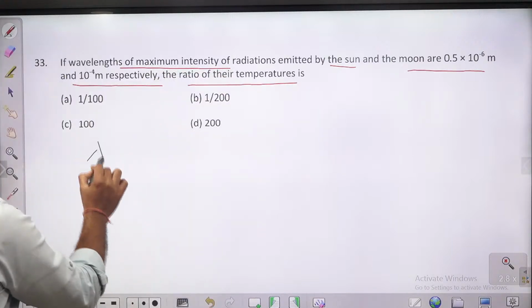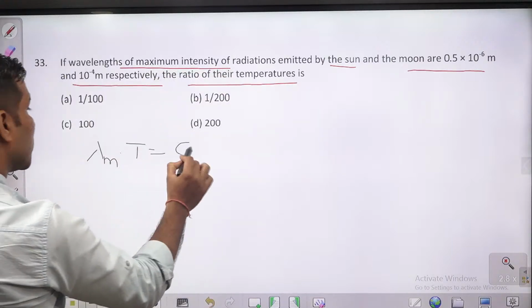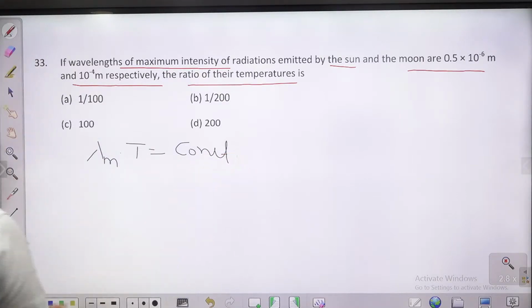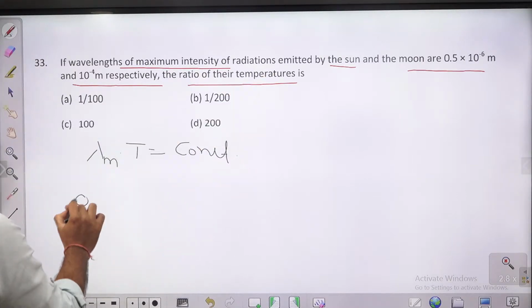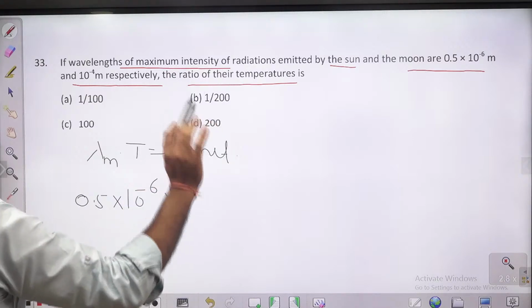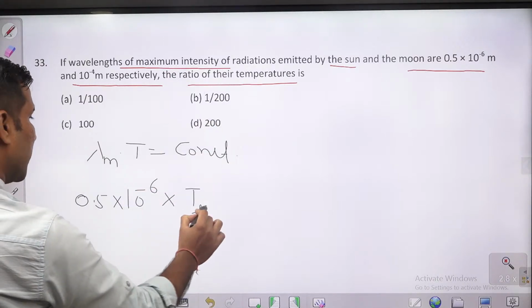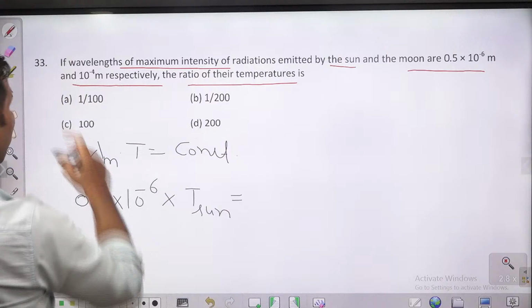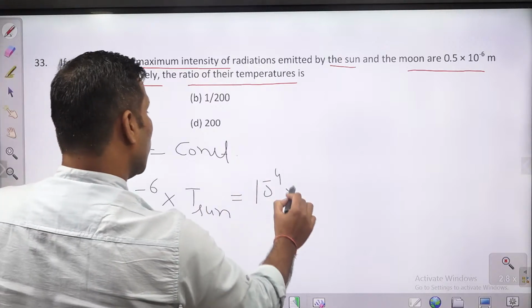You know the product of lambda into T is equal to a constant. So what is the wavelength of the sun? 0.5 into 10 to the power minus 6. Keep the same unit only. This is multiplied by the temperature of the sun. This is equal to the wavelength of the moon, 10 to the power minus 4, into the temperature of the moon.